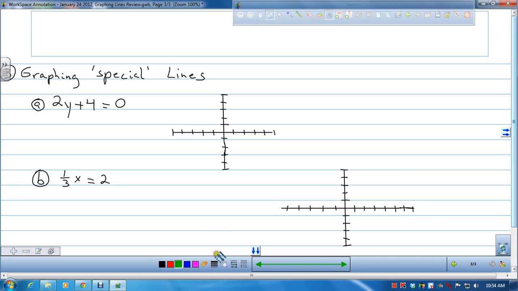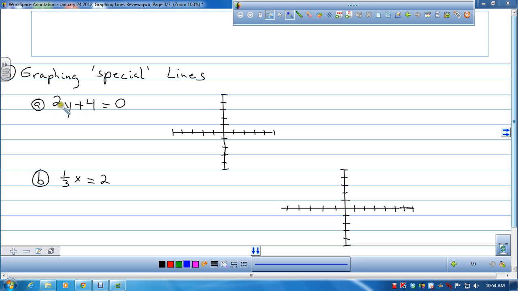Okay, lastly, some special lines, which we shouldn't have too much problem with, hopefully. Those special lines are ones that only contain one variable, which means that they are either going to be a horizontal or a vertical line. Here's the easiest way I can explain it to you guys. If it only contains a y and a number, that means that that's the y-intercept, okay?